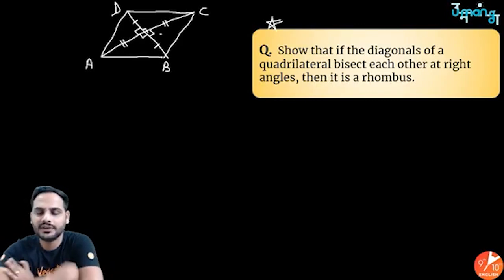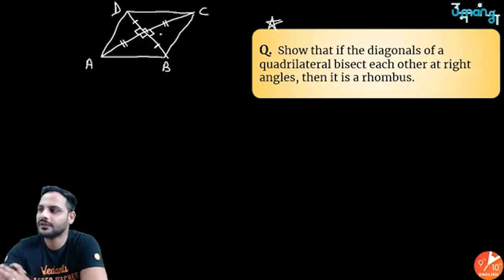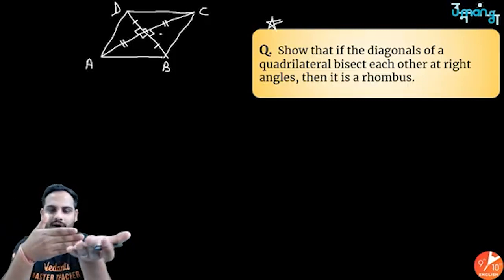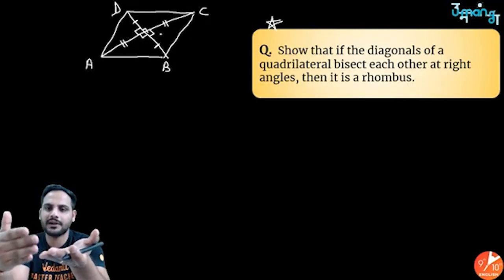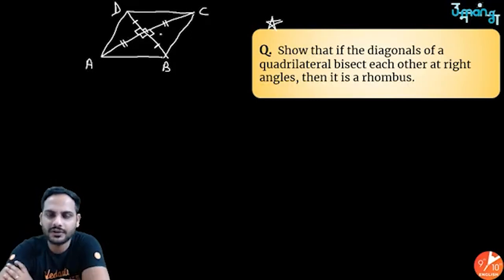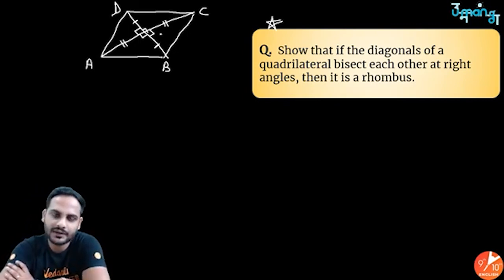The diagonals are given, and we have to prove that it is a rhombus. So for the rhombus, we will first prove the quadrilateral to be a parallelogram, and then the parallelogram to be a rhombus. Right? I can go in that order. That is how I can prove this part.